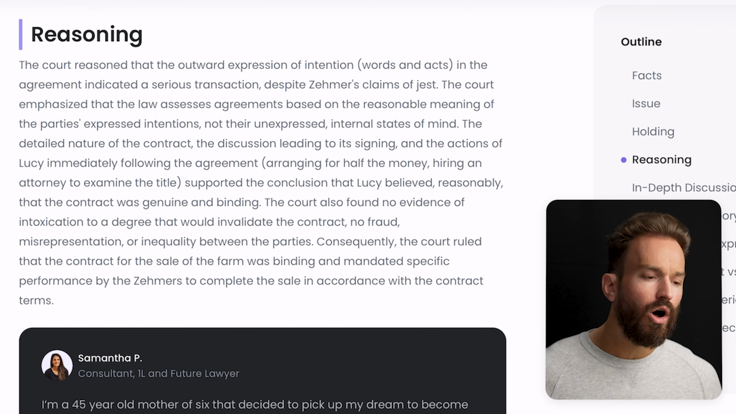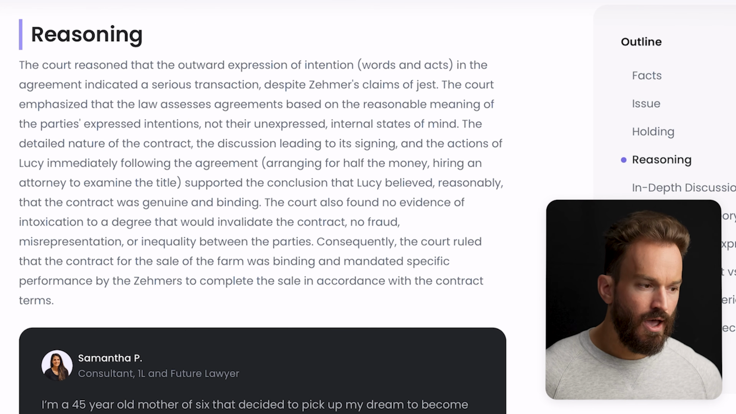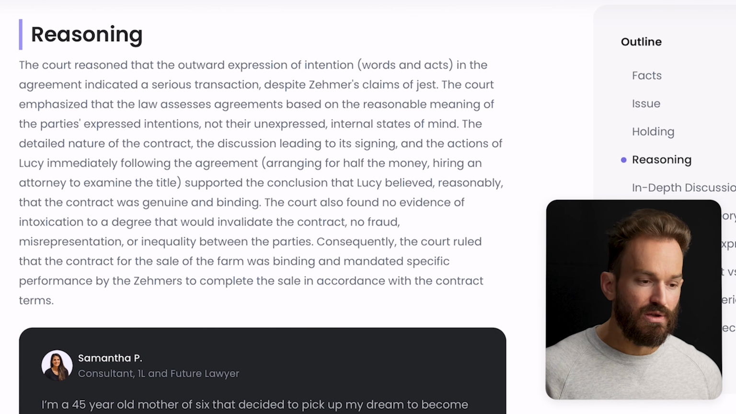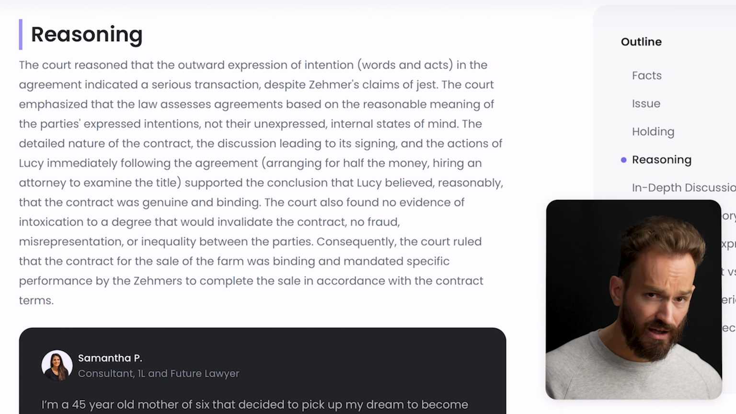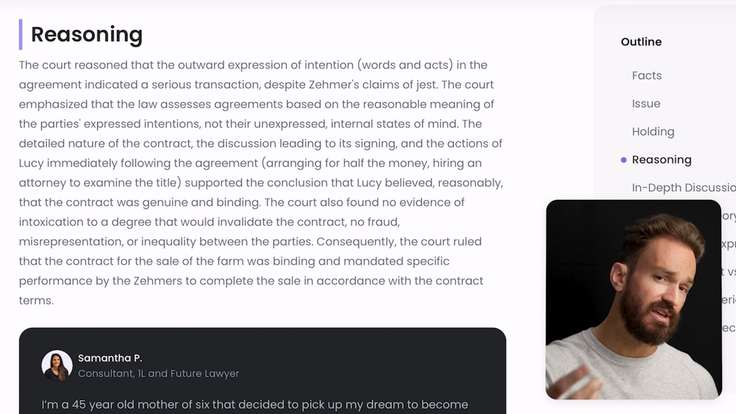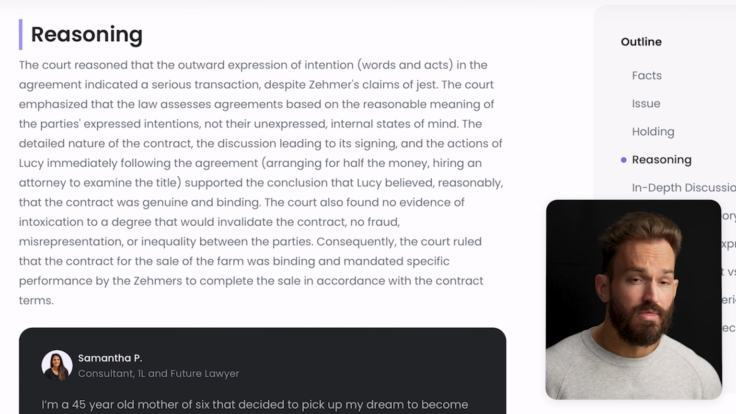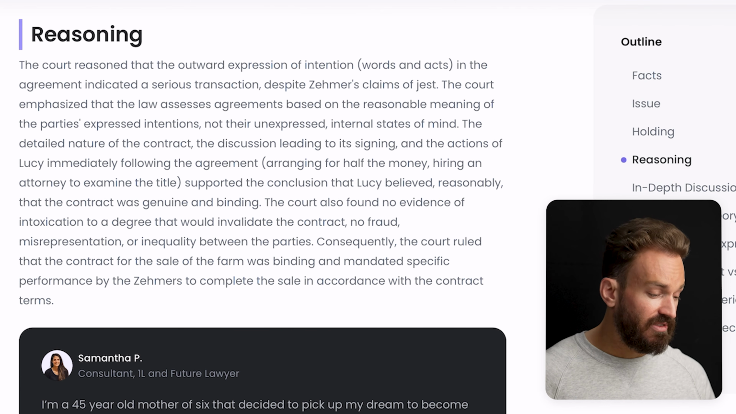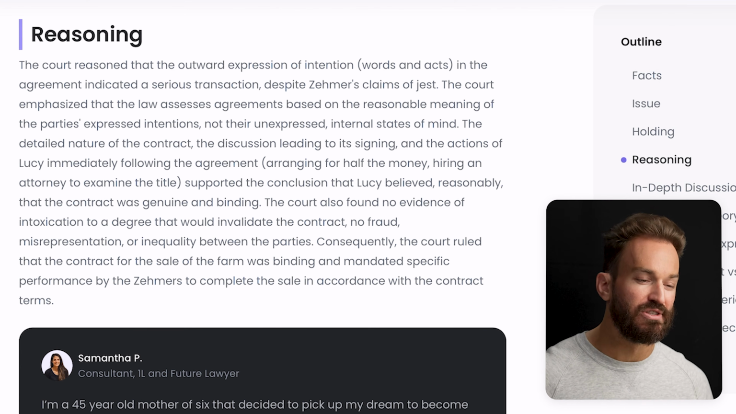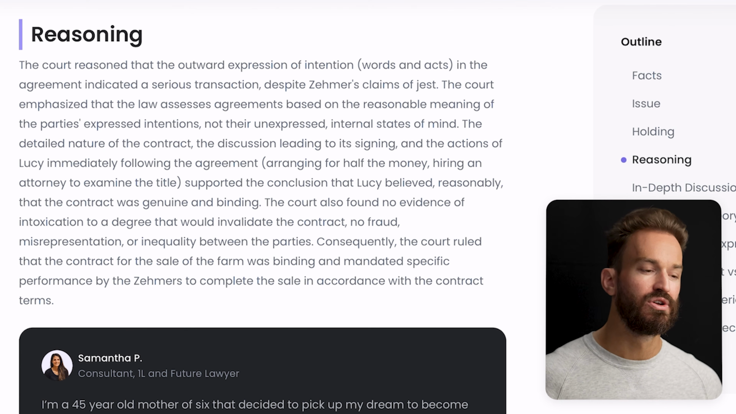So the court says for all of these reasons, basically leading up to the execution of that written agreement, the outward words and actions objectively manifest willingness to enter the agreement on the Zehmers' part. Therefore, that is mutual assent. That's a valid offer and acceptance. It's supported by consideration. That's a traditional enforceable contract.